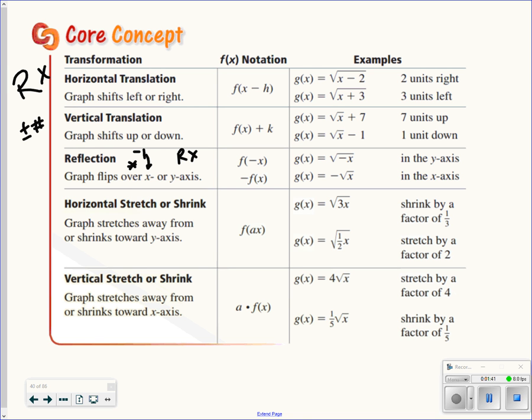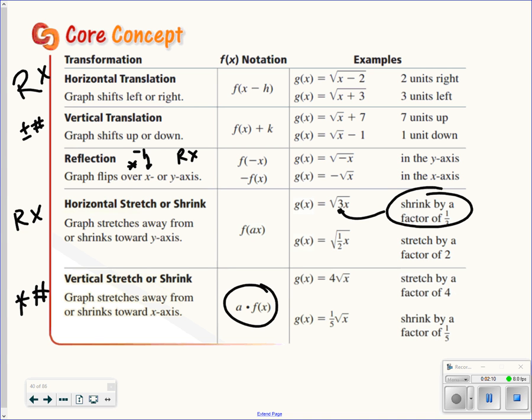Horizontal stretches and shrinks, you're going to replace x again, but you're always going to replace x with the reciprocal. So if you want a shrink of a third, then you're going to replace x with 3x. So again, it's the reciprocal, but you're going to replace x. And then a vertical stretch, you're going to multiply by whatever number you want to stretch or shrink it. So you're going to multiply the whole function by that number.